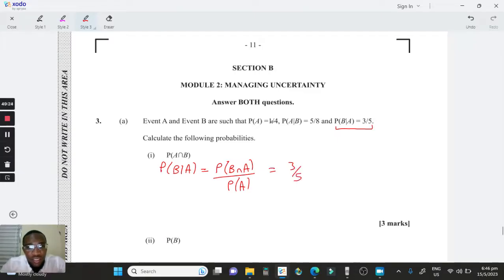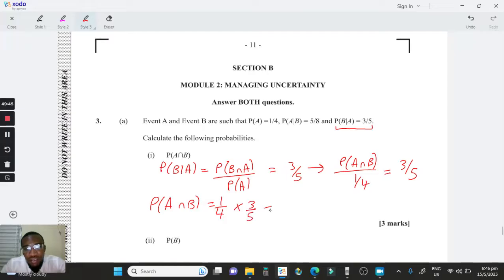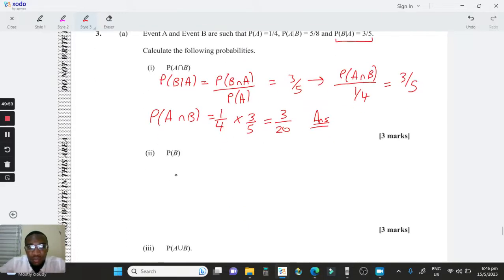But then the probability of A is a quarter. So that means that the probability of A intersect B, which is the same as B intersect A, when we divide it by a quarter, we get 3 over 5. So we can cross multiply, so the probability of A intersect B then is a quarter times 3 over 5, and so that is 3 over 20. That's our answer.